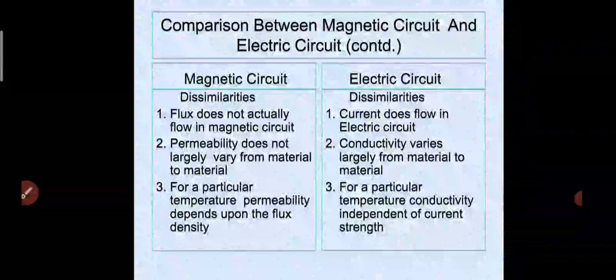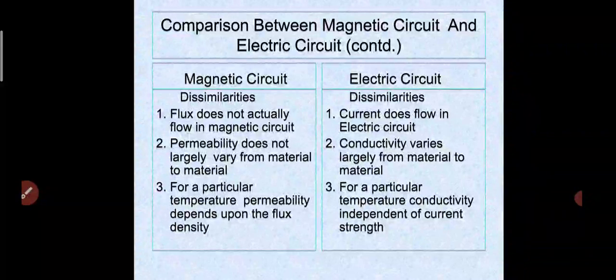And magnetic circuits and electric circuits, dissimilarities. First point, flux does not actually flow in magnetic circuit. And in electric circuit, current does flow in electric circuit.